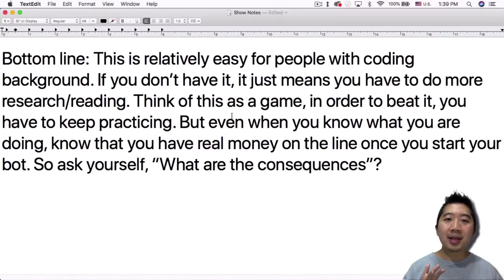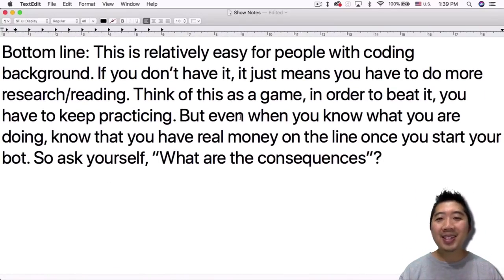The bottom line is this. This is relatively easy for people with a coding background. If you don't have it, it just means you have to do more research and reading. Think of this as a game. In order to beat it, you have to keep practicing. But even when you know what you're doing, know that you have real money on the line once you start your bot. So ask yourself, what are the consequences?